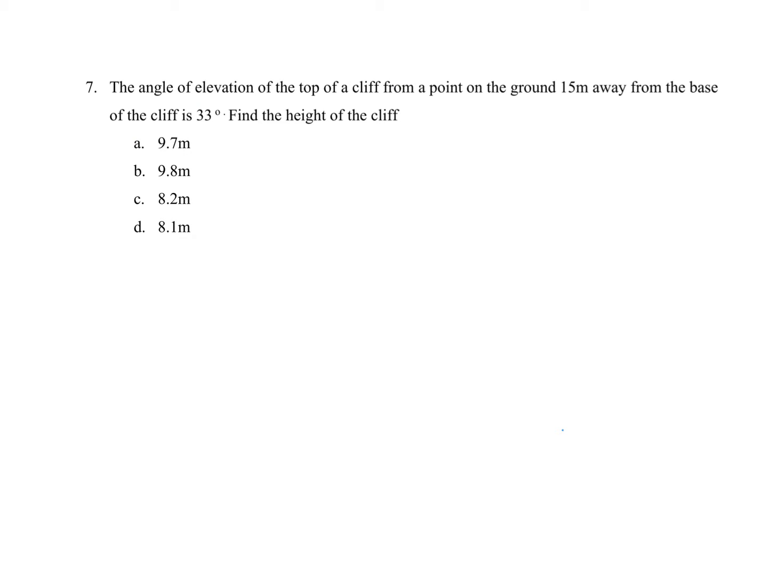Okay, so the angle of elevation to the top of a cliff from a point on the ground. Always good to draw a little diagram. Here's your point, and then you've got your cliff, and then you join them together. So say up to the top of the cliff. Now they said is 15 meters away from the base. So this is always the base down here. So if they say that's 15 meters away, that's it. And you can see a right angle.